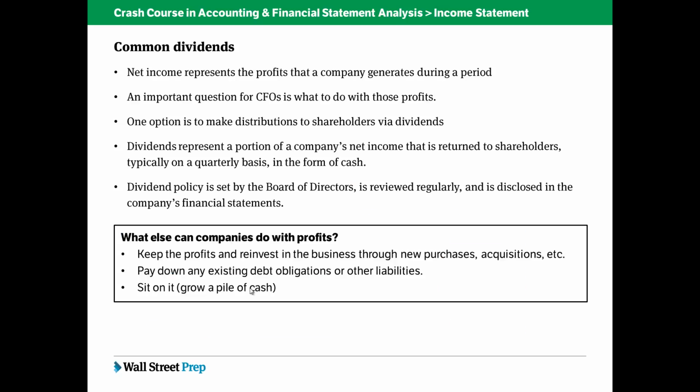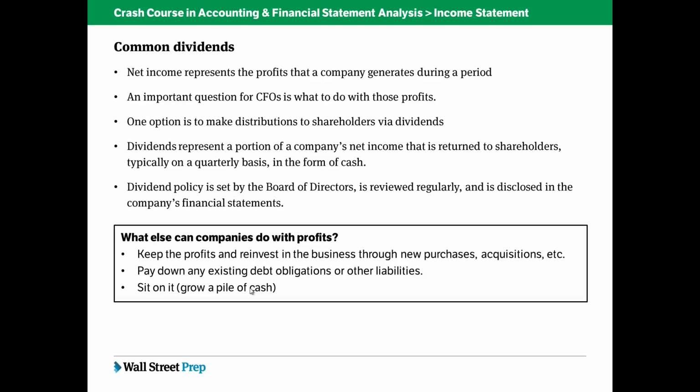So net income represents the profits that a company generates during a period. An important question for CFOs is what to do with those profits. One option is to make distributions to shareholders via dividends. And dividends represent a portion of a company's net income that is returned to shareholders, typically on a quarterly basis in the form of cash.